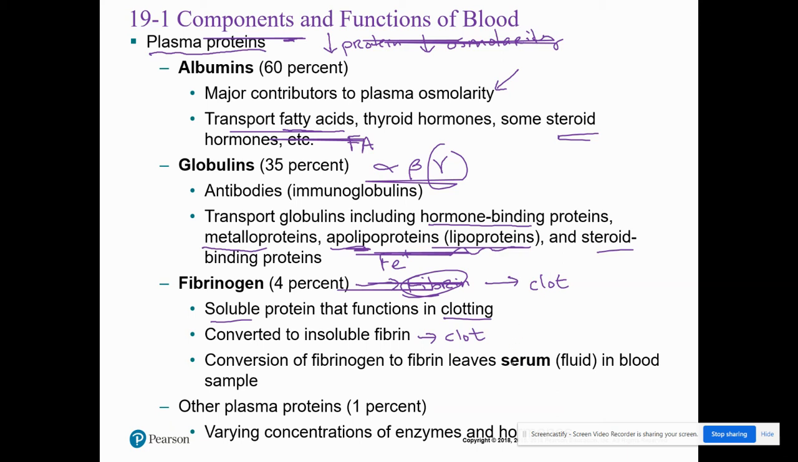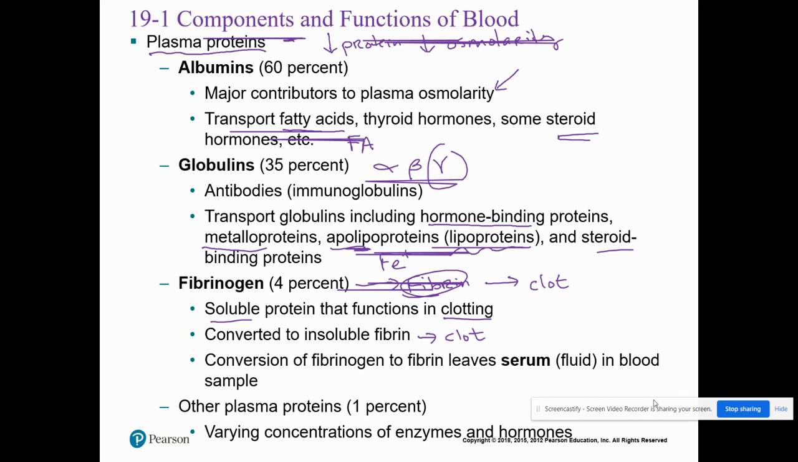All right. Any other thing I was going to say? I don't think so. The other plasma proteins, different enzymes and hormones, are about 1%, a little bit less actually. Where's my little pen? Sorry. Are you not going to let me change slides? You do not love me.